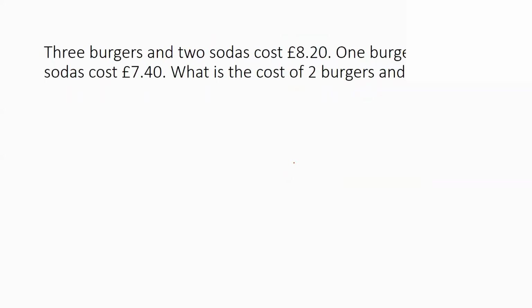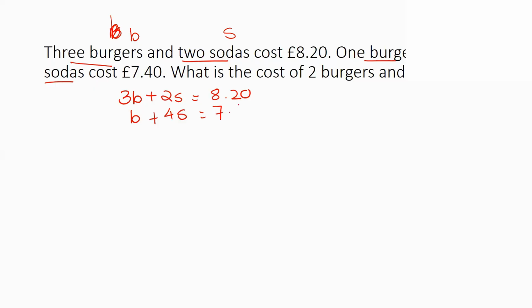Right, so the last example that I'm going to do today is this one. We have 3 burgers here, so it's B for me. Always use lowercase, and then 2 sodas. So I'm going to add S there, and that costs 8.20. So 3b plus 2s, this combination is costing us £8 and 20 pence. 1 burger plus 4 sodas equals 7.40.